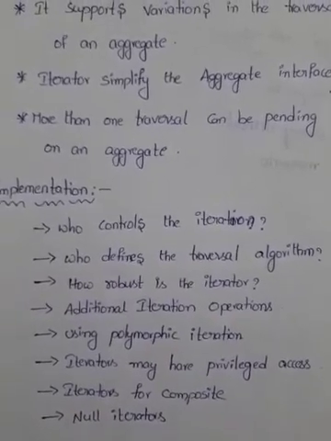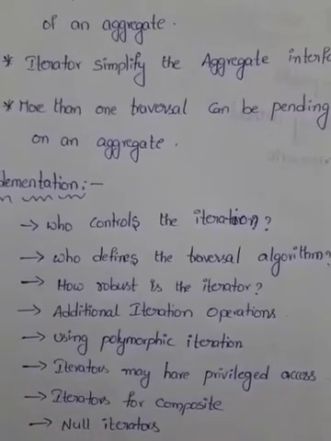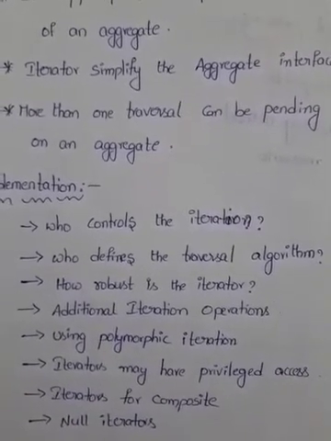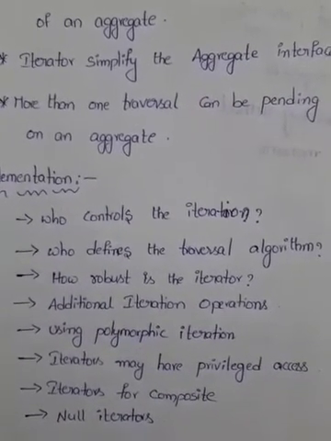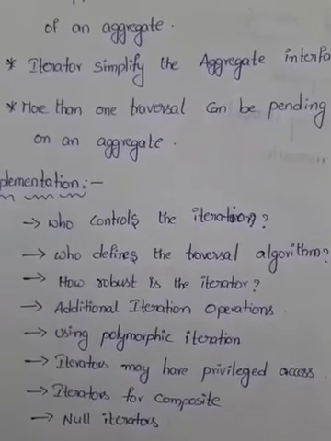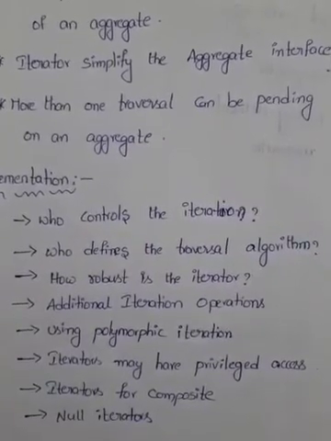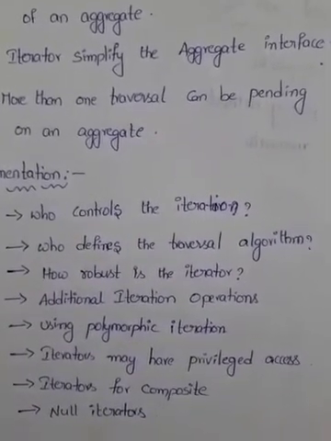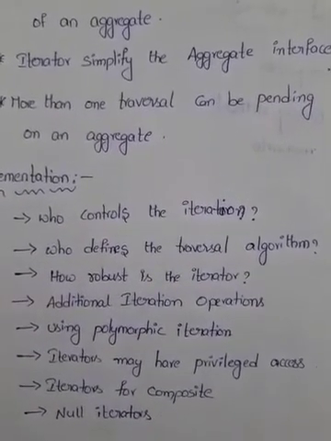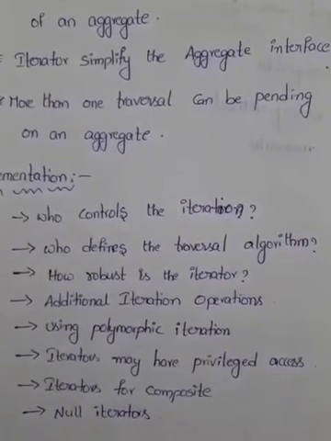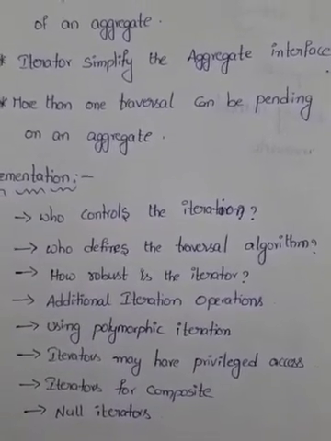Coming to the next implementation, additional iterator operations. The minimal interface to the iterator consists of operations like first, next, is done, and current item. Some additional operations might prove useful. And the next one is using polymorphic iterators in C++. Polymorphic iterators have their cost. They require the iterator objects to be allocated dynamically by a factory method. So, this is one of the implementations.